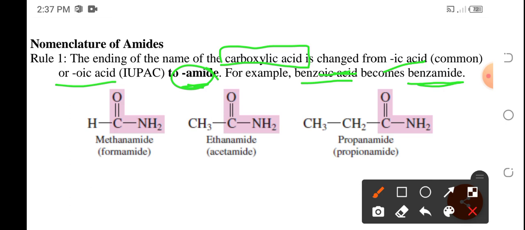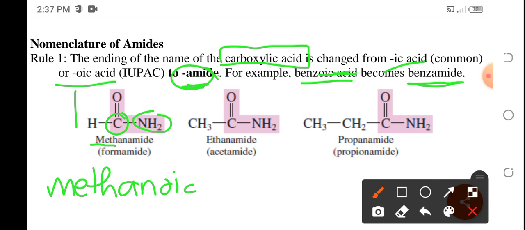Another example. This is an example of an amide. It has C double bond O and NH2. As you can see, there is only one carbon atom, so therefore it will adopt the prefix meth. Originally, this is methanoic acid, but since the hydroxyl has been replaced by an amino group, we drop the oic acid and add the suffix amide. Hence, that would be methanamide.